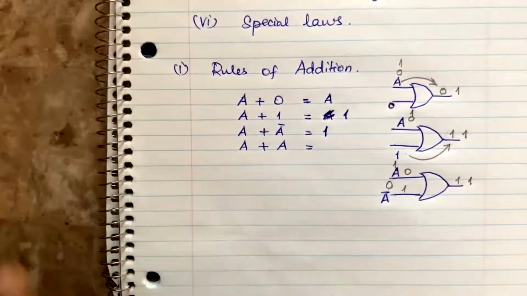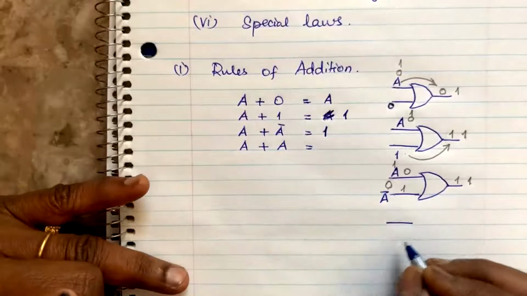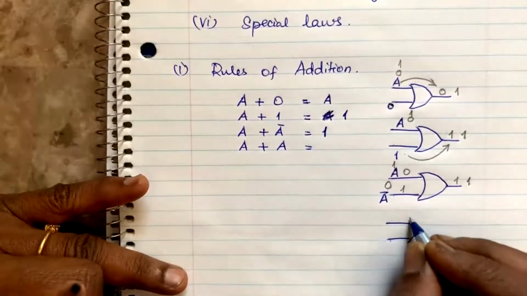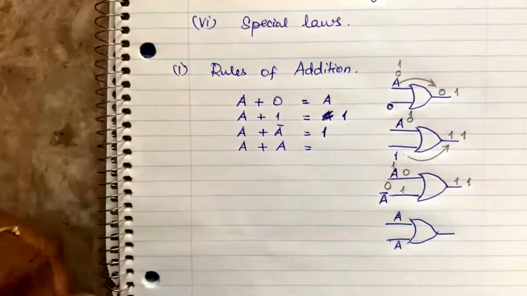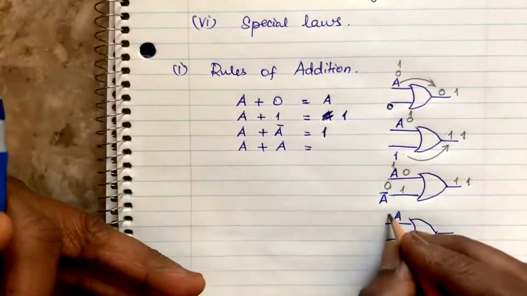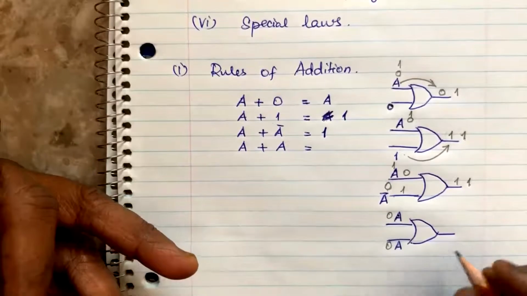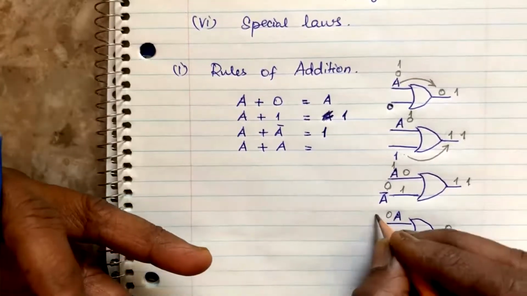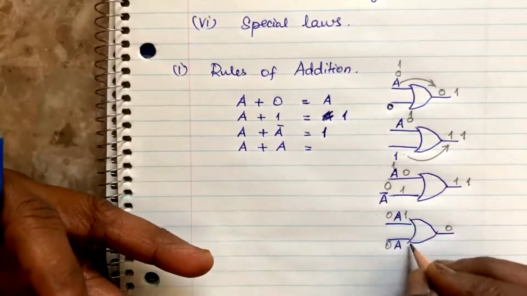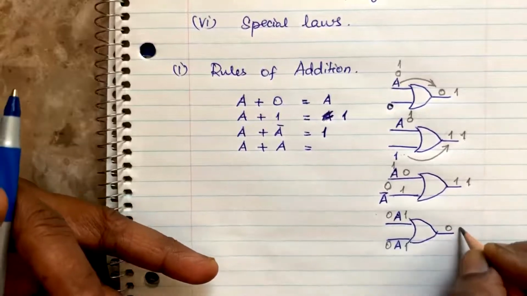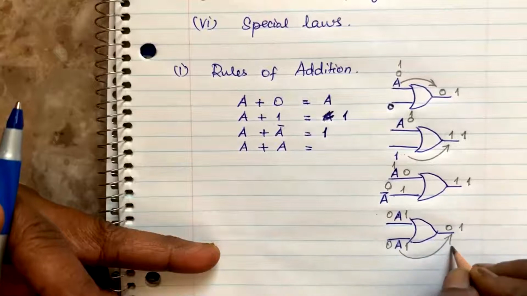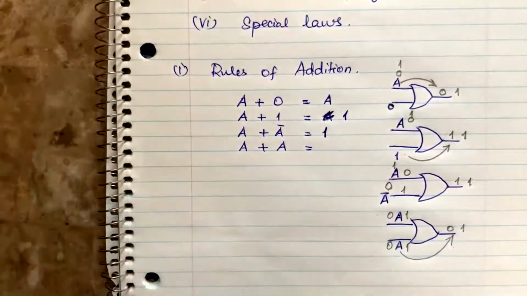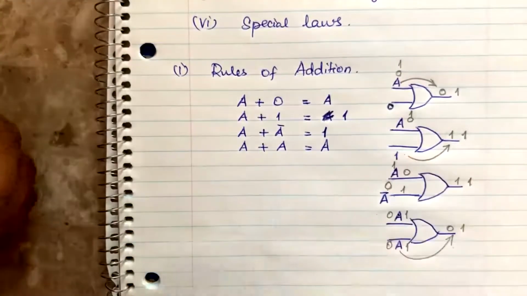Now A and A here. So if now I have A to be 0, this other input is also a 0, the output is a 0. If I have a 1 here, other input is also a 1, the output is 1. All the times it's following A, right? So A plus A, I would say it is A.